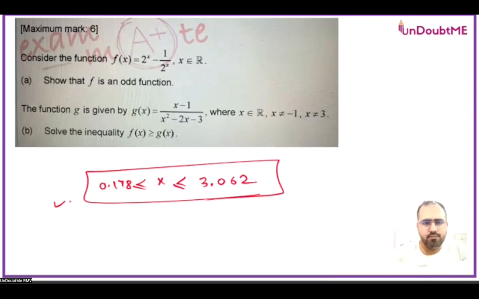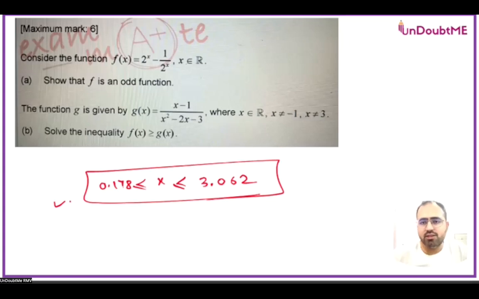So is there no working required for the B part? Is this the final answer? We can show the graph. There cannot be any algebraic working for this type of question, because one is an exponential function and the other one is an algebraic function. Exponential and algebraic functions cannot be solved simultaneously. That is what I am trying to show you over here. That's why we have only one option. We can go with the graph only.